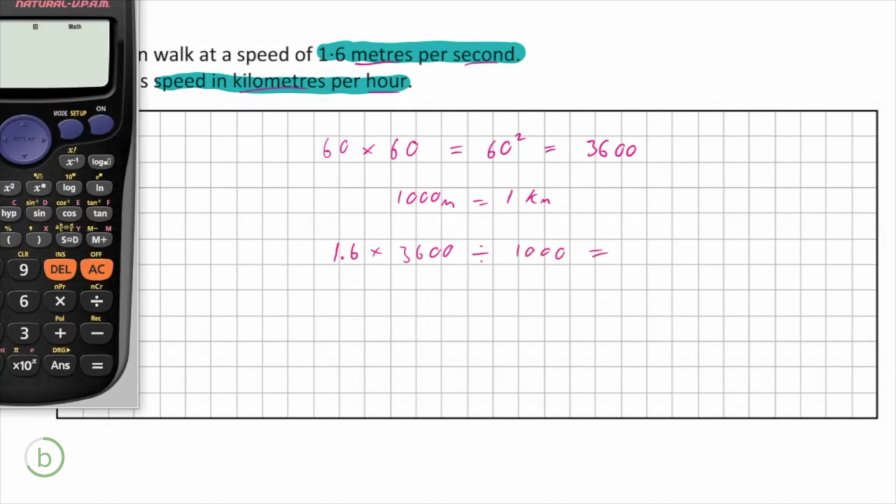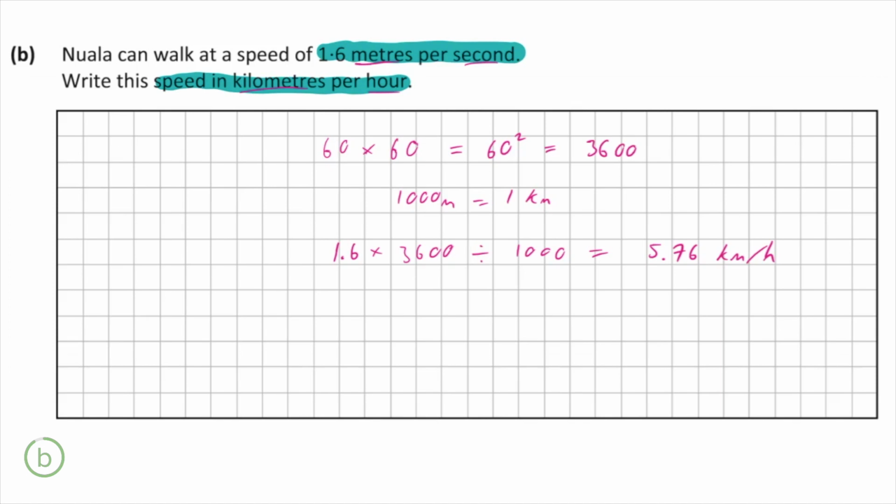So we can put that in the calculator. Actually, it just has 1.6 times 3.6, because 3,600 divided by 1,000 is 3.6, and our final answer is going to be 144 over 25, or as a decimal, just by pressing S-D, we're going to see that it's 5.76 kilometers per hour. So that seems reasonable. That's a pretty realistic walking speed, and for getting that out, you're going to get 10 marks.